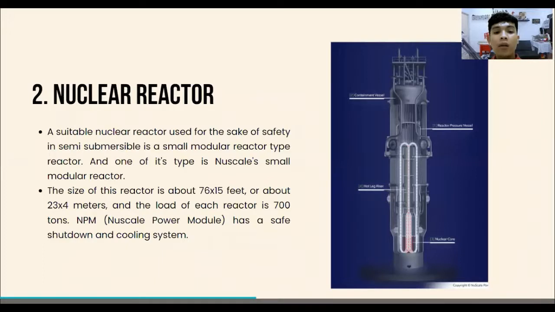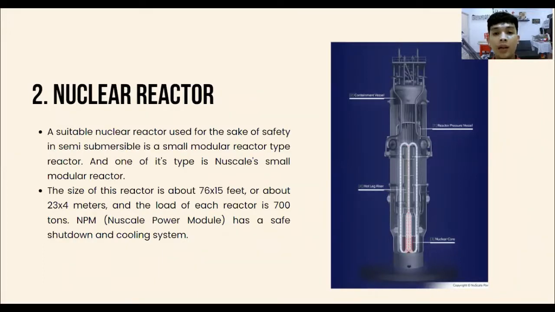Next, the size of this reactor is about 66 by 15 feet, or about 23 by 4 meters, and the load of each reactor is 700 tons. The NPM, or NuScale Power Module, has a safe shutdown and a cooling system. This is not without a reason, because the digital instrumentation and control, or I&C, system provides extensive monitoring and control of the load system. The next slide will be explained by my friend.